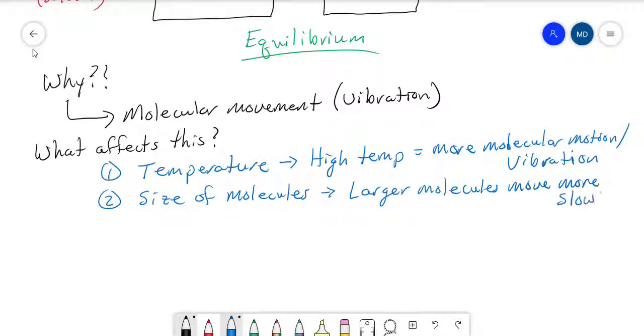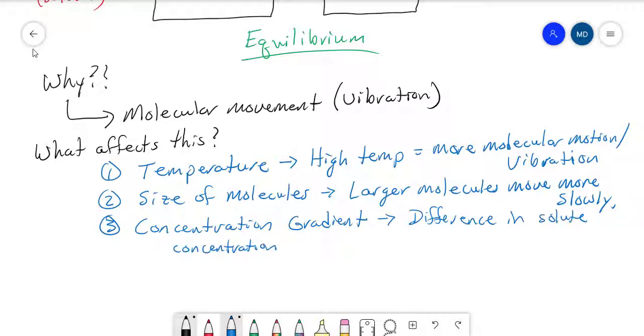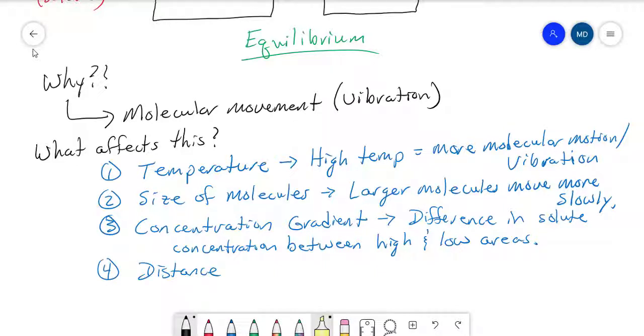The second thing is the size of the molecules. Larger molecules move slower through their mediums. So a very large molecule is going to take a long time to move in comparison to a much smaller molecule. Next is concentration gradient, in other words, the difference in solute concentration between the high and low areas. So if you have a very large amount of solute on one side and none on the other, then you're going to have a much faster diffusion rate. And then finally, distance. It takes longer for molecules to move over a longer distance.